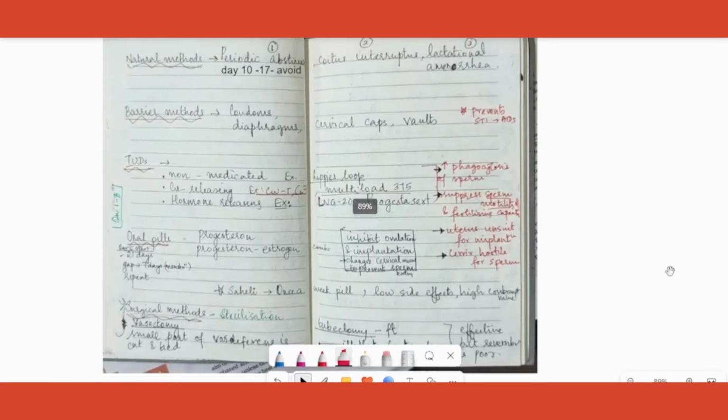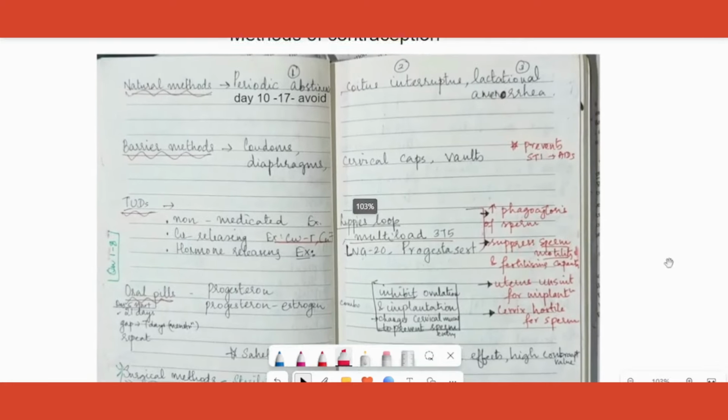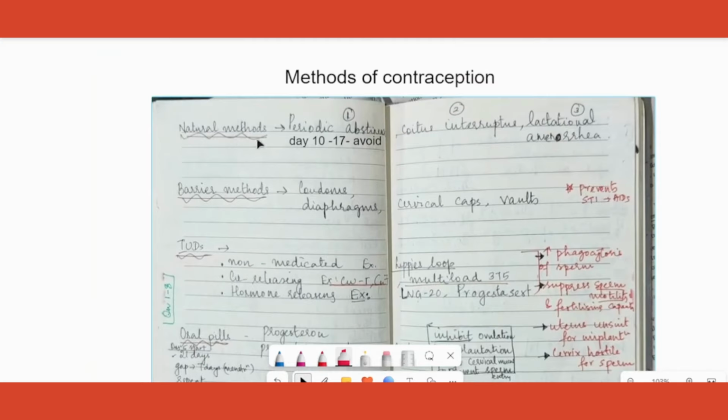I don't think there is any difficulty in understanding the concept. Natural method means what? You are periodically avoiding sex during the days 10 to 17 of the ovulation cycle or the menstrual cycle of the female. That is called periodic abstinence. Next is removing the penis before ejaculation. That is called coitus interruptus.